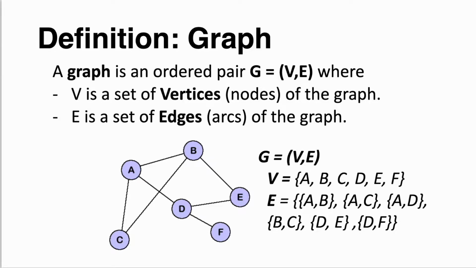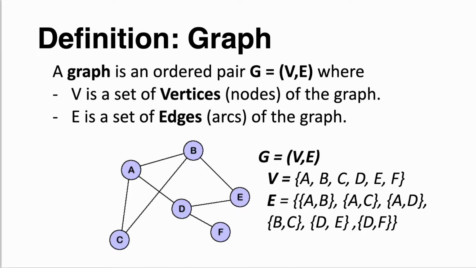The basic definition of a graph is an ordered pair, so we have V and E. V is the set of vertices or nodes, and E is the set of edges, sometimes called arcs. For the rest of the course, we will use the terms vertices and edges for consistency. And here's an example in its graphical form and its corresponding mathematical definition.